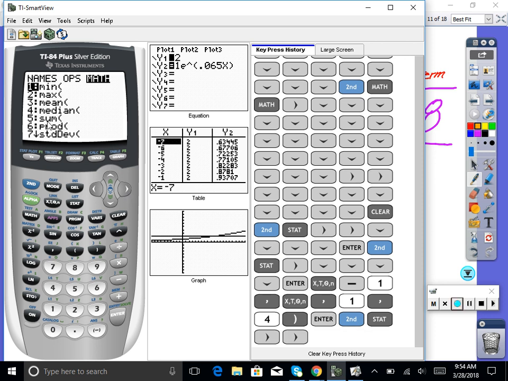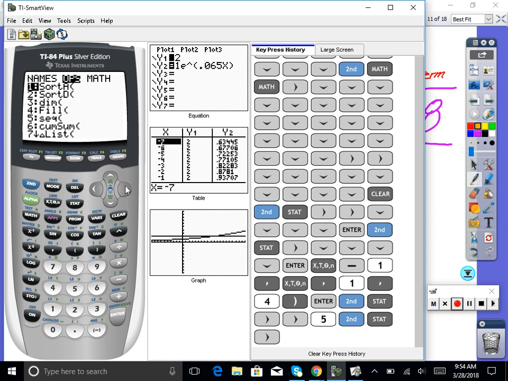Now look, number 5 says find the sum. See, look, sum. So hit 5. Oops, you don't have to hit enter. Then we have to go back into where we just were. So hit second stat again. Now we went over to math. Now we're going to go over to ops instead. Now look at number 5 again. That says sequence. We're finding the sum of a sequence. So go to 5. Hit enter.